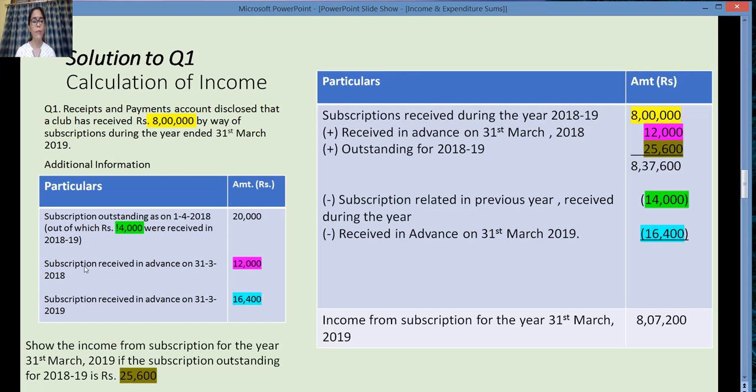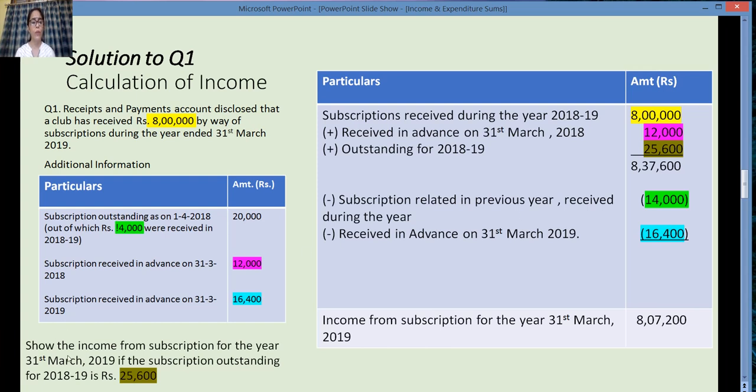Next, we have subscription received in advance. This 12,000 was relating to the current year, that is 1st April 2018 to 31st March, but it was received in the last year itself. That is to be added here, so 8 lakhs plus 12,000. Again, the subscription received in advance, this 16,400, was relating to the next year. No doubt it was received in the current period, but it relates to the next financial year. So that has to be deducted. So 16,400 is deducted here.